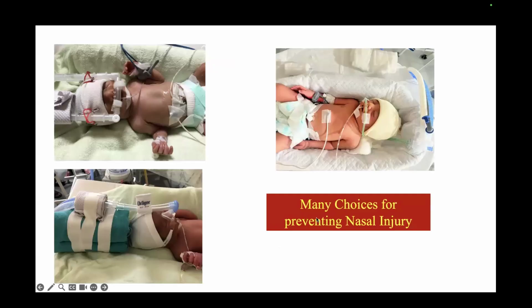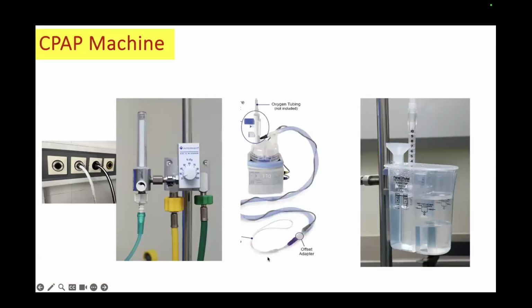So as I said, any one of the interfaces is ideal or good. You can use a prong or a mask or a RAM cannula. It depends on the unit, and consistency is what will give you better results. For a CPAP machine, you need a compressed air source, a compressed oxygen source, a good blender, a flow meter, a good humidifier, and a bubble chamber or a pressure generator.